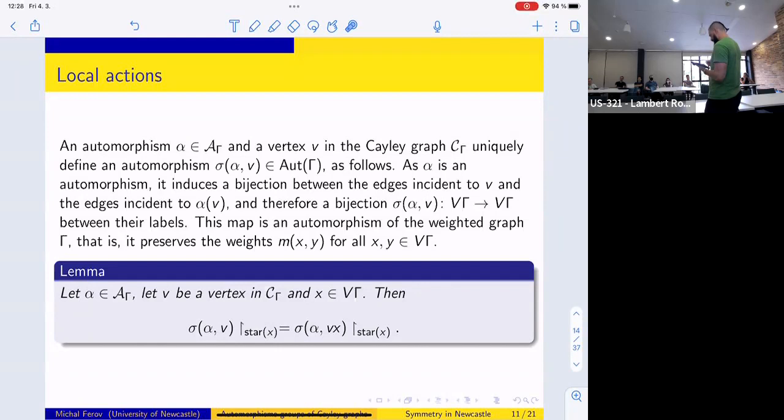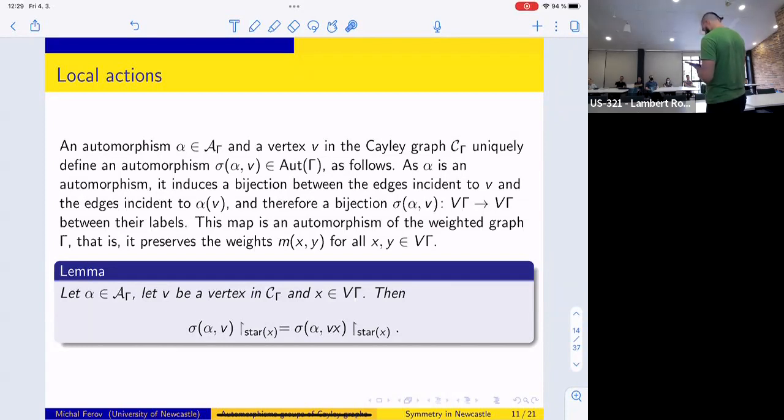So formally, I say that here I have this map sigma. The sigma takes an automorphism and a vertex and gives me an automorphism of the defining graph. So it's really a bijection on the vertices, and not only that, it's an automorphism of the graph. And so then not every configuration of the local actions can appear. There are some conditions that need to happen.